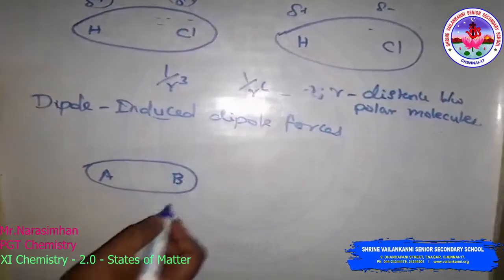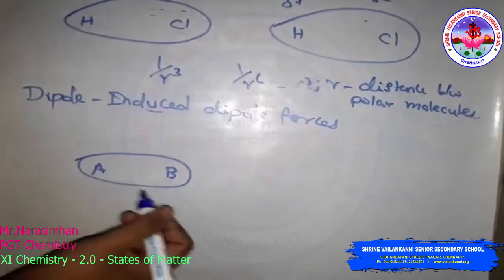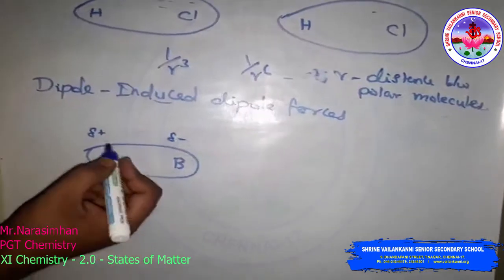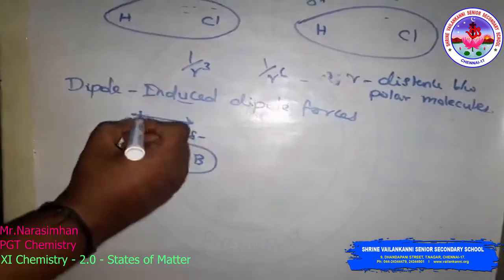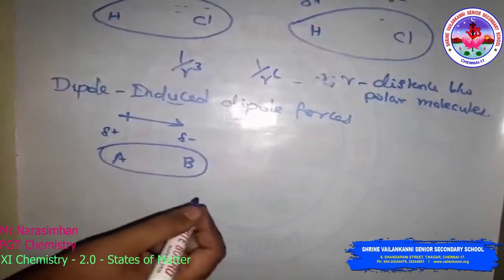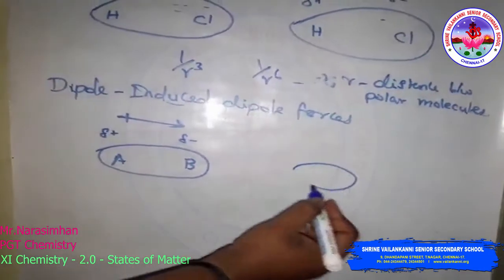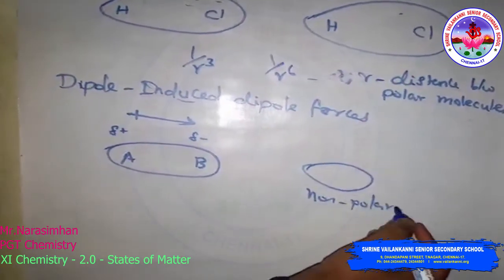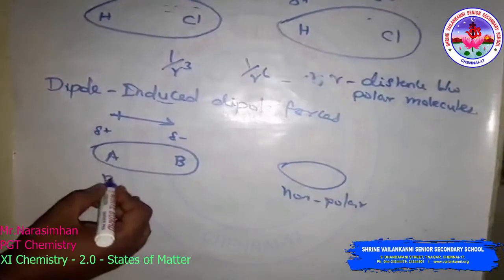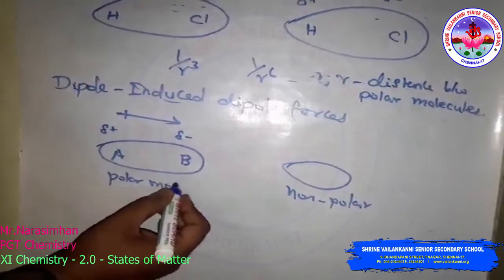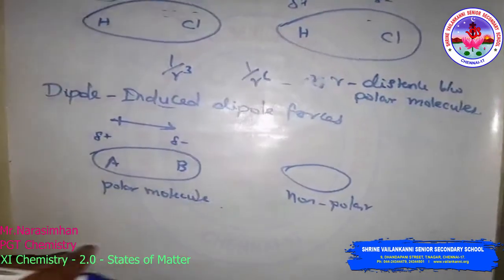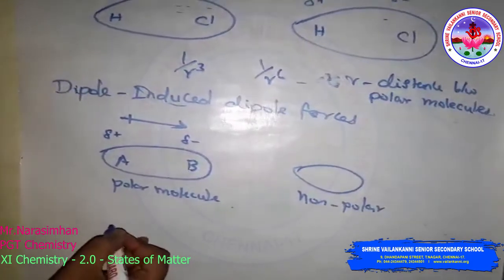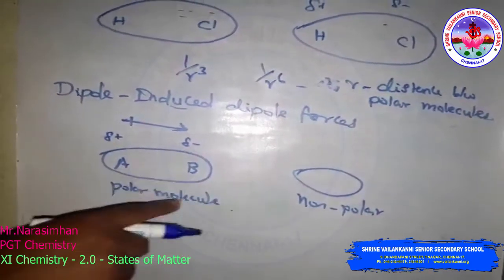This has a permanent dipole, a polar molecule, with delta positive and delta negative, that is, partial charges. And the non-polar molecule is like this. This is non-polar. This is the polar molecule, a polar molecule with a permanent dipole. Here, the polar molecule, one more time, induces a dipole on the other molecule.